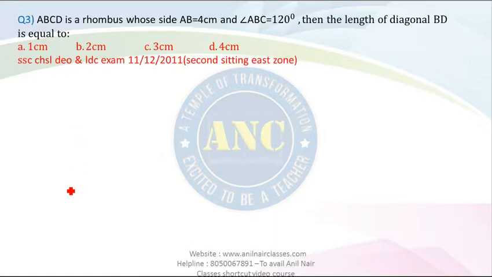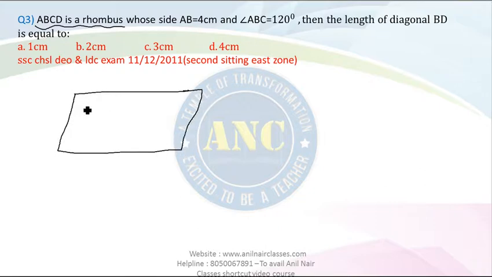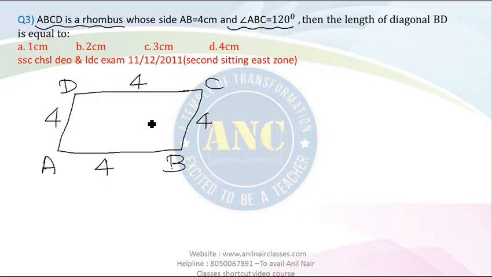Question number 3. Let us read the question and then solve it in the easiest way possible. ABCD is a rhombus. Without reading the next statement, I will draw the diagram immediately and name it ABCD. Then let me read the next statement: whose side AB is equal to 4 centimeter. Now, we know that if AB is 4, AD also will be 4, CD also will be 4, BC also will be 4, because all the sides in a rhombus are equal, and angle ABC is 120. Angle ABC, this entire bigger angle, is 120 degrees.